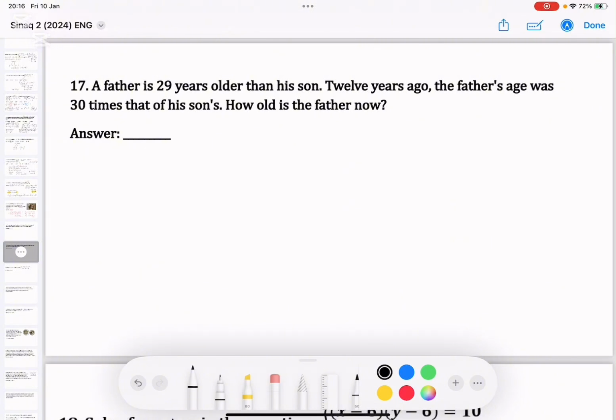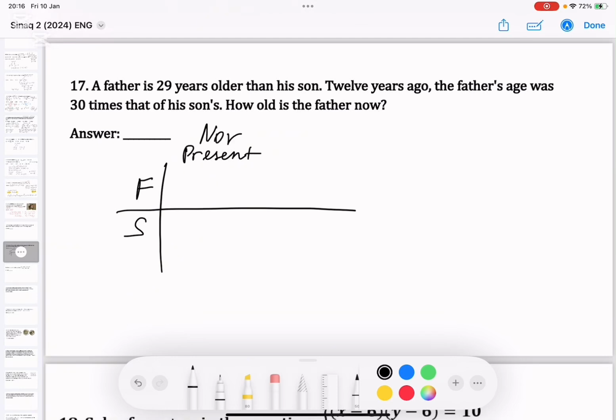Well, to solve age problems, we usually create tables that represent the ages of different individuals in the present, past, and the future. For this particular problem, we have to create a table that would represent the age of a father and a son. We see that at the moment, or in the present, you can write now, the father is 29 years older than his son. So if his son is x years old, the father would be x plus 29 years old.